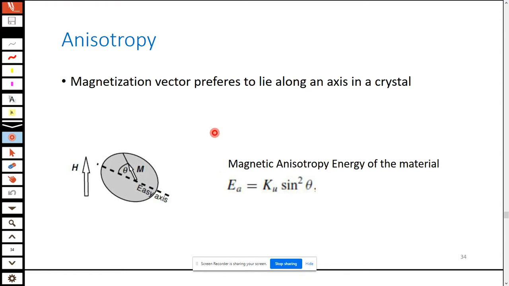But anisotropy means certain properties will exist only along certain axes. Normally you talk about the x, y, z axes.